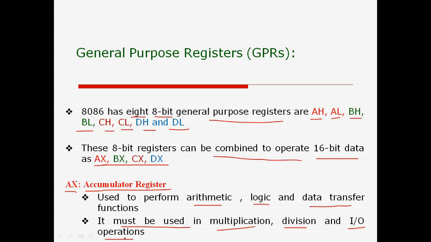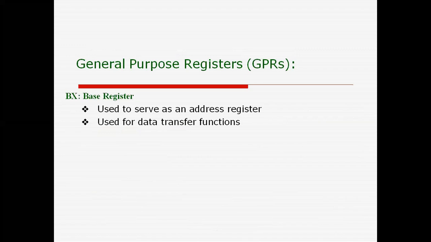Now what is an accumulator register, or rather about the AX register. Here the AX register is a 16-bit register, AX, which in turn consists of two 8-bit registers, isn't it? An 8-bit AH register and another 8-bit register AL. These two together form AX. Therefore, AX is an accumulator register to perform the arithmetic, logical and data transfer operations, and the accumulator must be used in multiplication, division and IO operations. Remember this.